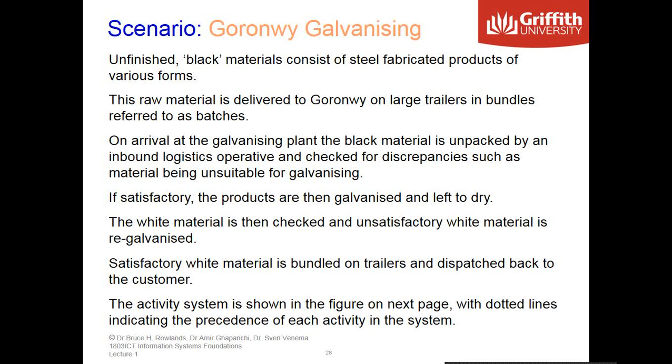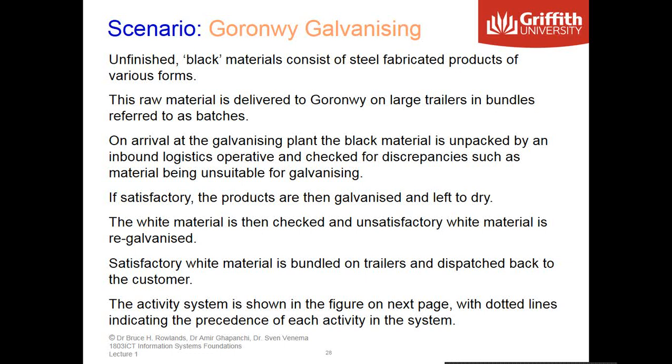On arrival at the galvanizing plant, the black material is unpacked by an inbound logistics operative and checked for discrepancies, like the material is not suitable for galvanizing. So there's a quality check. If it's good, there's a decision point. You can see the if there, the question. If it's good, the products are galvanized and left to dry. Once it's been galvanized, we refer to those things as white material. The white material is then checked, and any unsatisfactory white material is re-galvanized. We just put it through the process again.